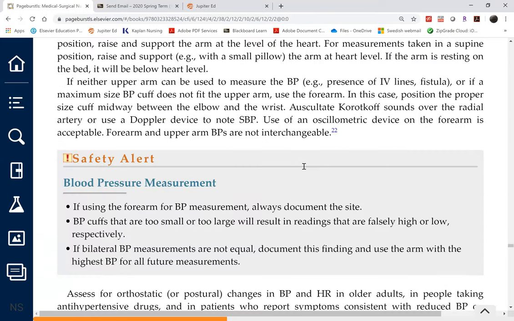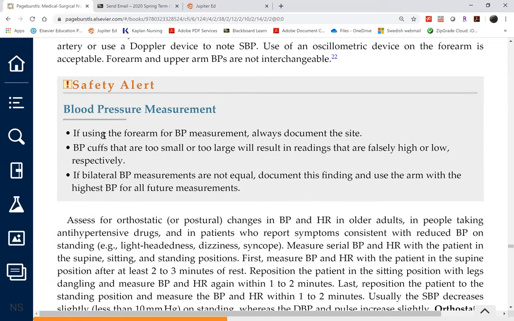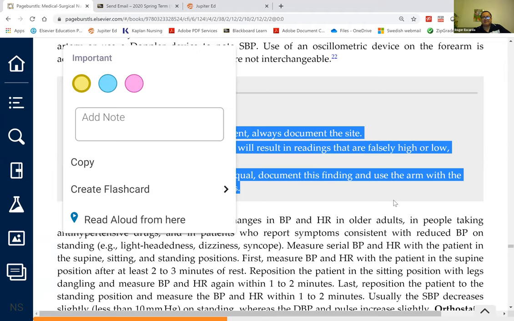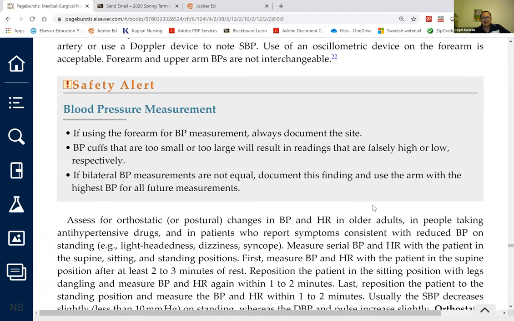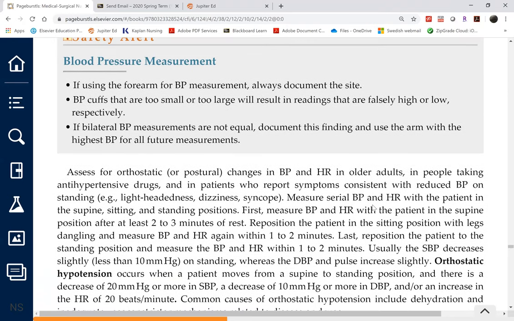Got it. Well, if it's too tight or too small, your reading will be? Elevated. Right. So you'll have it right here. So blood pressure measurement. All right. So do we need to know the size of the cuff? Yes. Thank you.